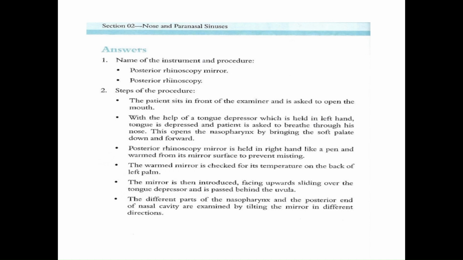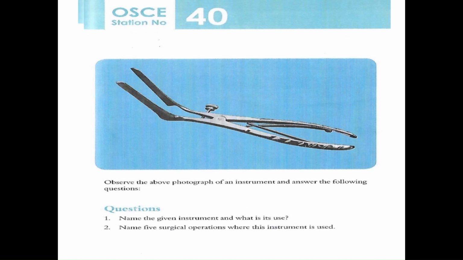The patient sits in front of the doctor and is asked to open the mouth. With the help of a tongue depressor held in the left hand, the tongue of the patient is depressed and the patient is asked to breathe from the nose. The posterior rhinoscopy mirror is held in the right hand and is warmed to prevent misting before use, and checked on the left palm before use. The mirror is then introduced into the mouth facing upward, sliding over the tongue depressor, and passed behind the uvula. Different parts are examined by rotating the mirror.